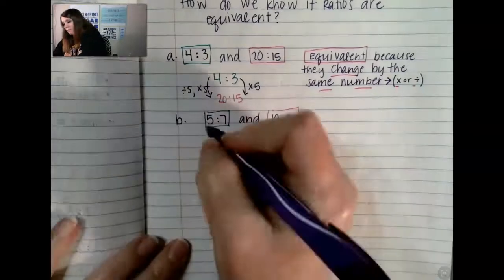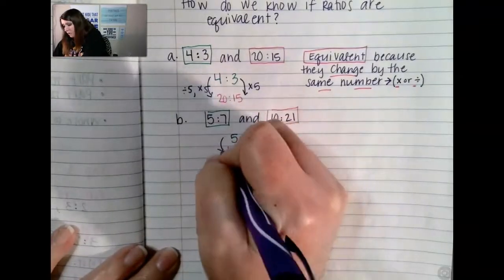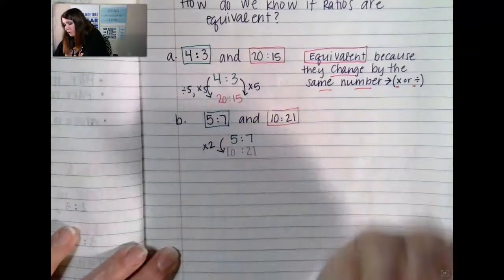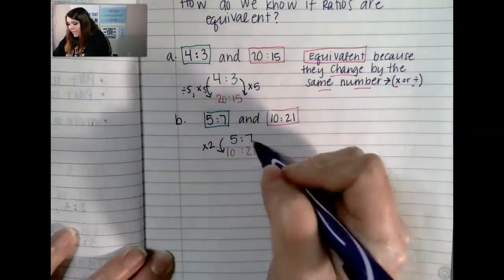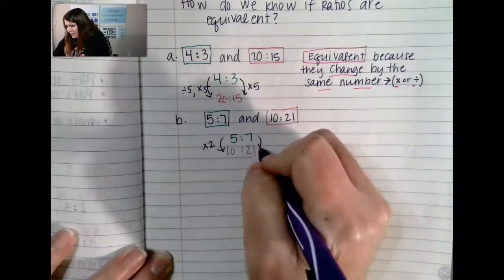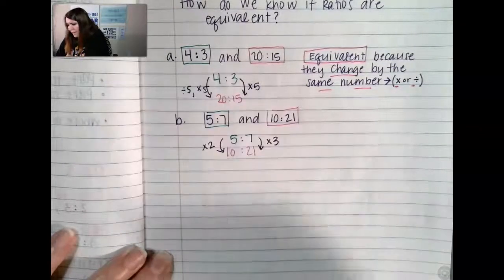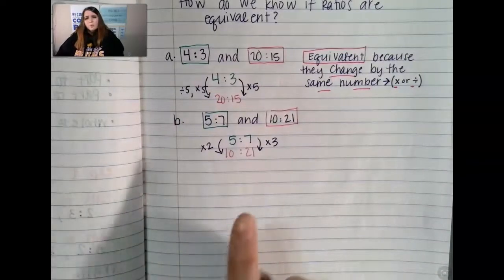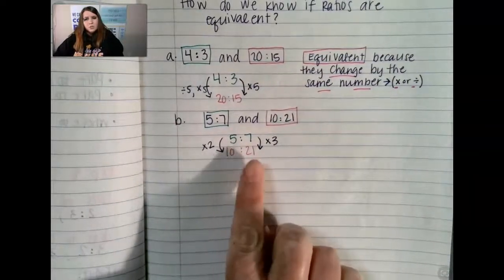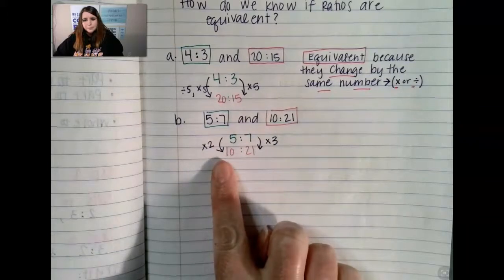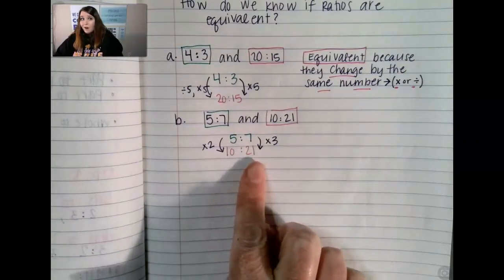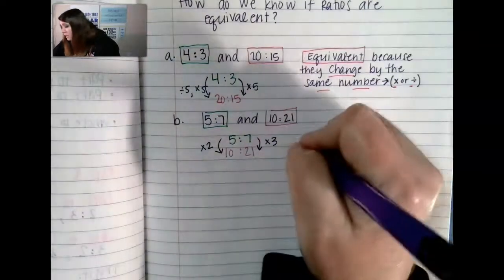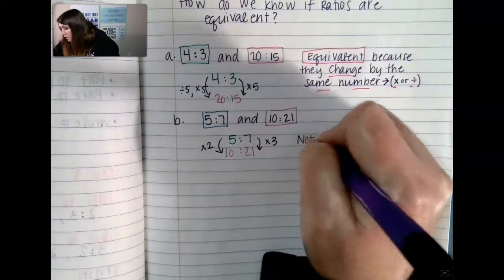Okay, so we're going to look and see how do we make the change. To get from 5 to 10, I'm multiplying by 2. Or I could reverse it and go division by 2. But to get from 7 to 21, the change is multiplied by 3. So because the ratios do not have the same multiplier between them, they are not equivalent. So this one is not equivalent.